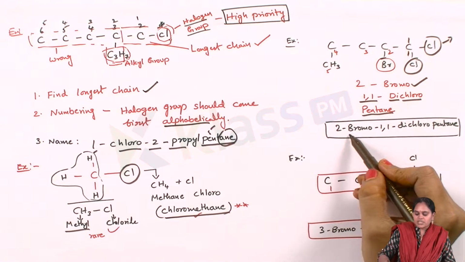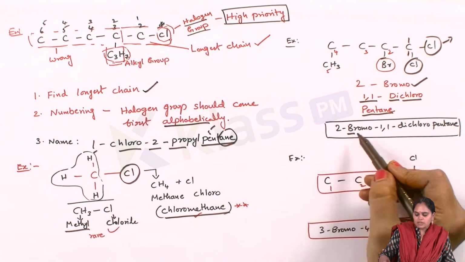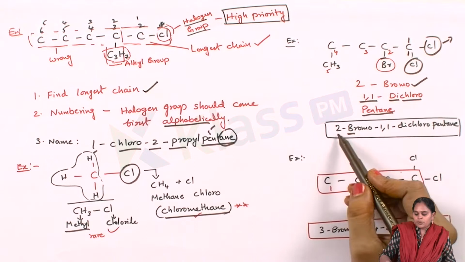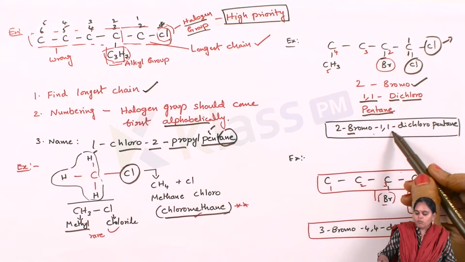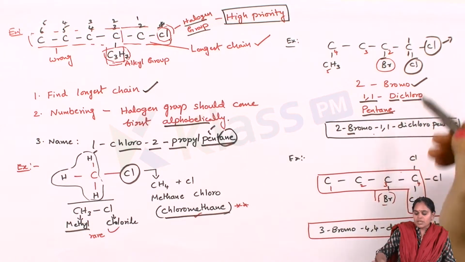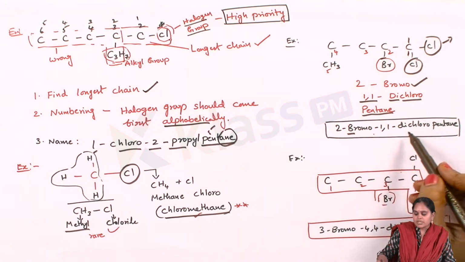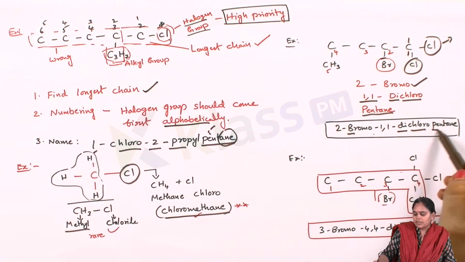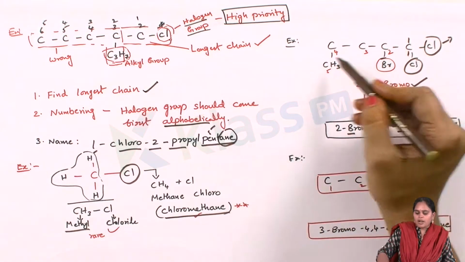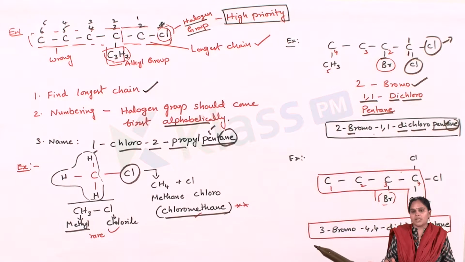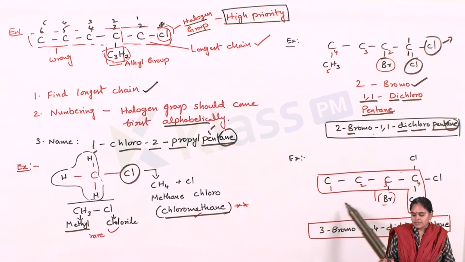What is the name for this one? 2 bromo, because alphabetically bromo will come first. So while writing the name you have to give bromo first. 2 bromo, and 1 comma 1 in the first place. What are there? Chlorines. How many chlorines are there? Dichloro. 2 chlorines are there. Dichloro, in the chain of 5 carbons, that is pentane. All are single bonds, so we are representing with ane. That is the alkane group.